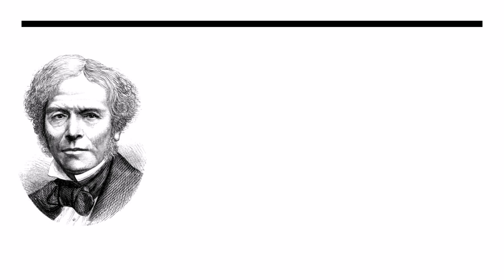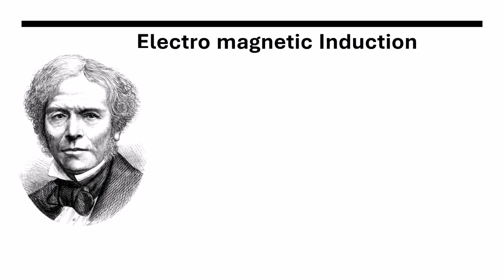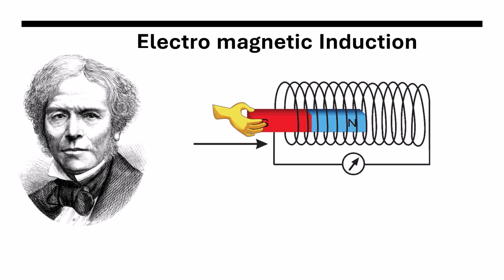Before going on to discuss transformer operation, let's find out what is meant by electromagnetic induction. Electromagnetic induction is a fundamental principle in physics and engineering. It is nothing but a process by which a changing magnetic field induces an electric current in a conductor.